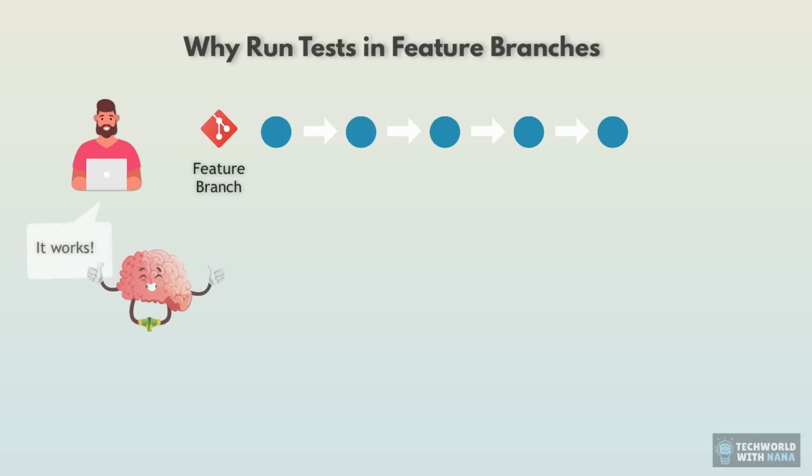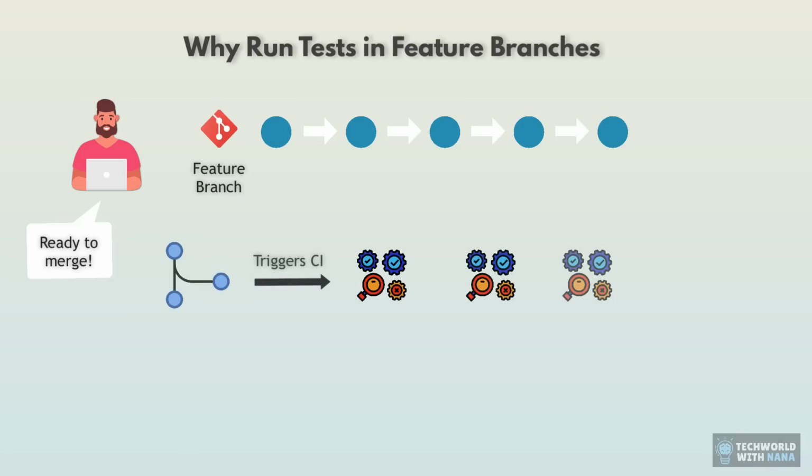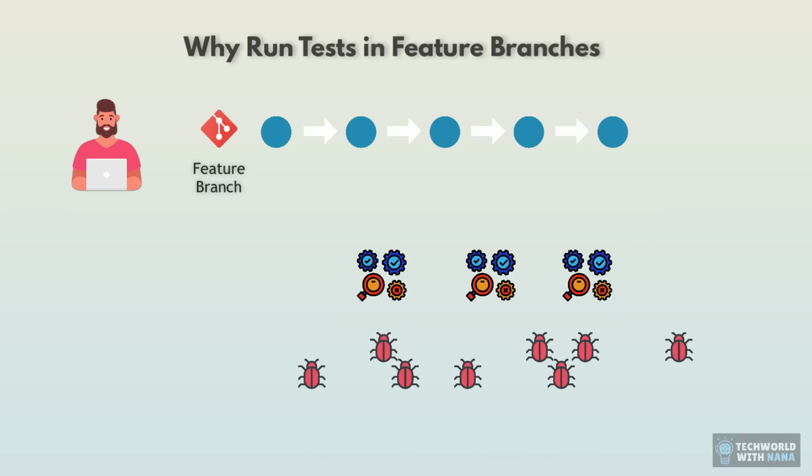Now you're done. Your feature works. You have tested it a little bit manually. And now you're ready to merge it into the main. And you create a merge request, which triggers all the tests and so on. And those tests detect a ton of issues that you have introduced.